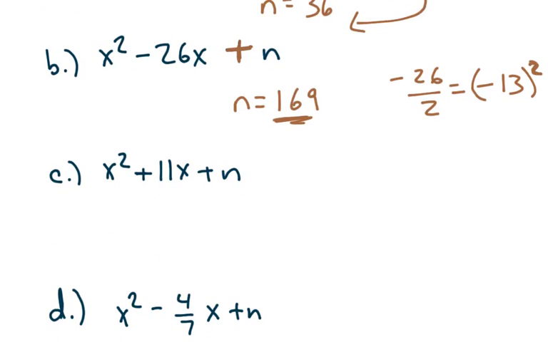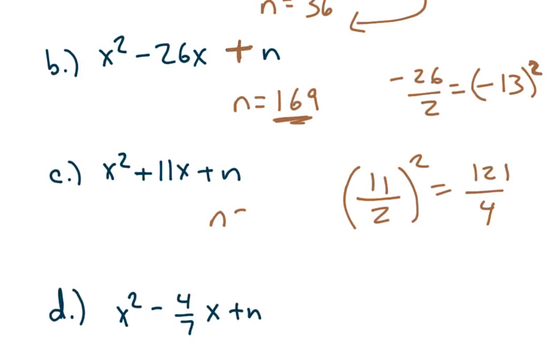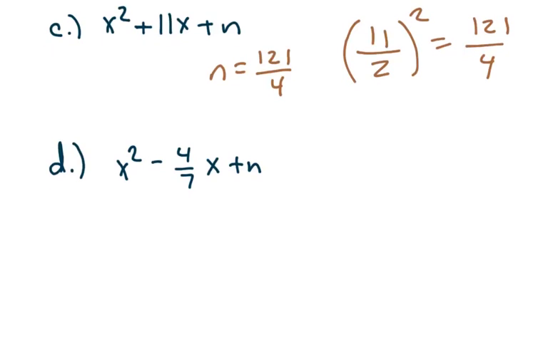Letter C is trying to intimidate you with fractions, because when you divide by 2, 2 does not go into 11 evenly. But you do the same process, which will leave me with 121 over 4. So n is 121 over 4. And that's fine. It doesn't have to come out pretty.